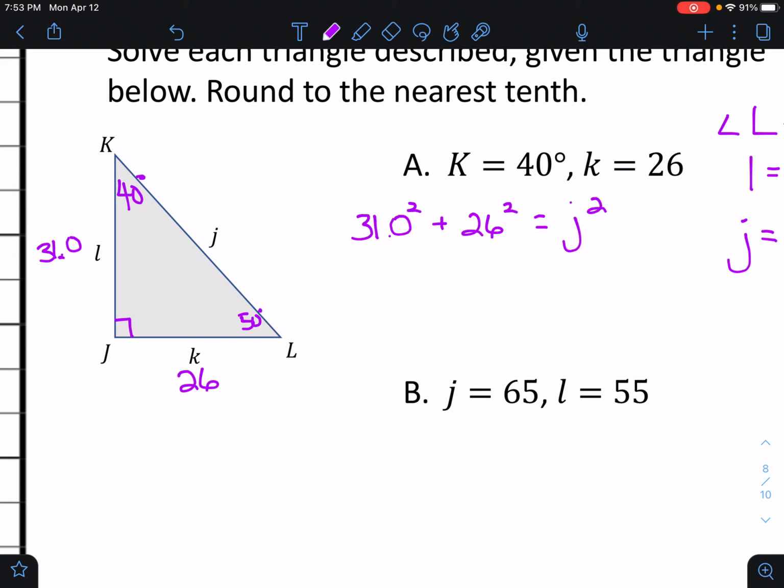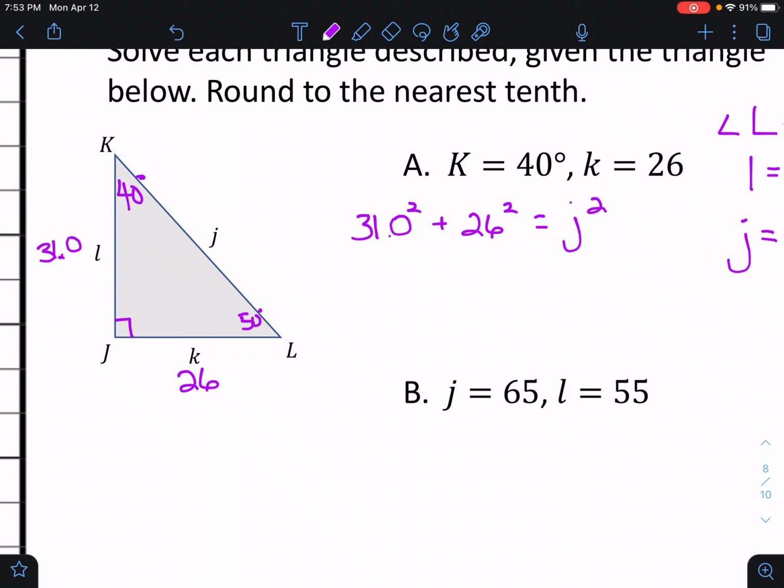31 squared. I'm just going to do these both. Plus 26 squared gives me 1637. So I just added those together right away. So J, then take the square root. I don't know why it keeps zooming in. Okay, gives me 40.5. Okay, so this last side is 40.5.